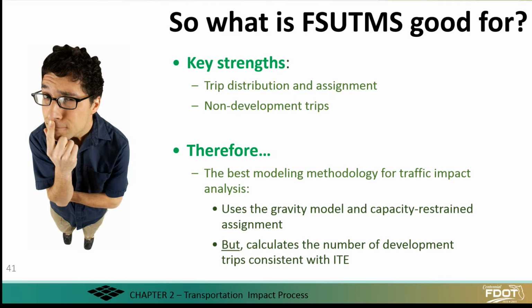So instead of having to go throughout the entire region and manually calculate the trips for every single parcel or development out there, you can use the FSU-TMS model to help develop what's going on in the rest of the region so that you can focus your attention on what's happening at the project site. The best modeling method for site impact then is a combination of these two techniques, using FSU-TMS for trip distribution and assignment, but using ITE methods to develop the number of trips coming from the development.